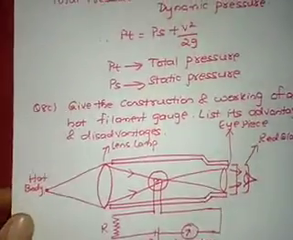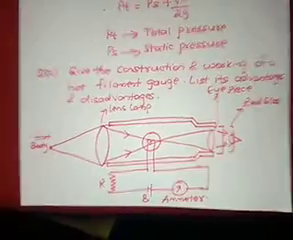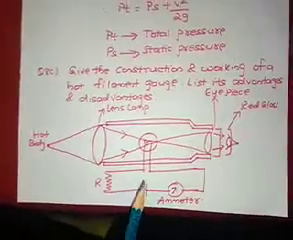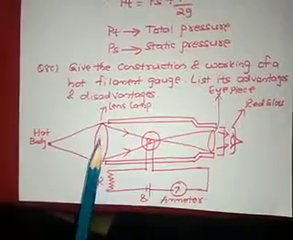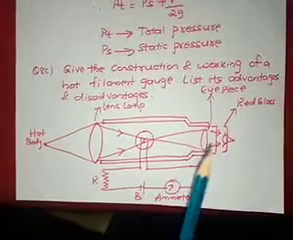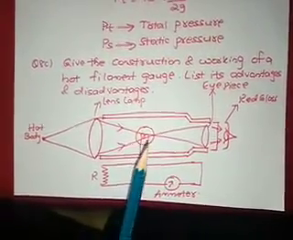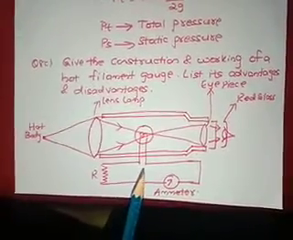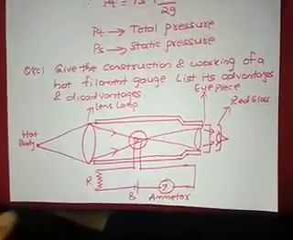Question number 8c. Give the construction and working of a hot filament gauge. List its advantages and disadvantages. This is the hot filament gauge. Here we have the hot body. This is the eye lens which converges the light onto the lamp. From the lamp it is focused onto the eyepiece here, right? So by finding the current in the filament, we will be able to measure the temperature of the hot body.